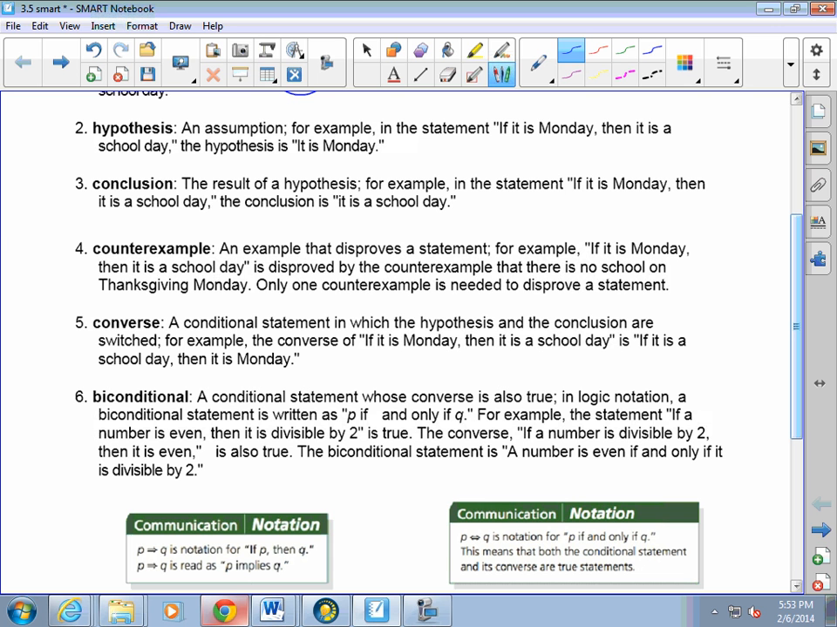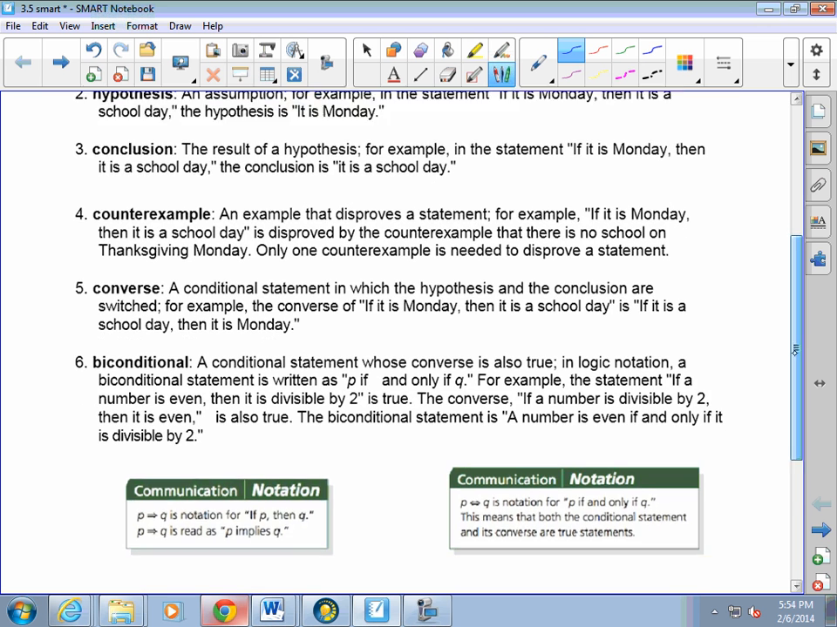A biconditional is a conditional statement whose converse is also true. In logic notation, a biconditional statement is written as P if and only if Q. For example, the statement if a number is even, then it is divisible by 2 is true. The converse, if a number is divisible by 2, then it is even, is also true. The biconditional statement is a number is even if and only if it is divisible by 2. Okay, so biconditional has that if and only if. So A can happen if and only if B is happening.